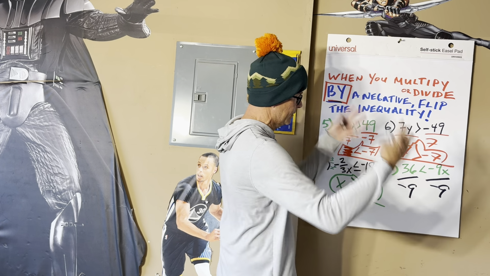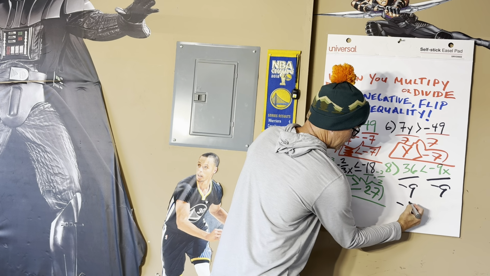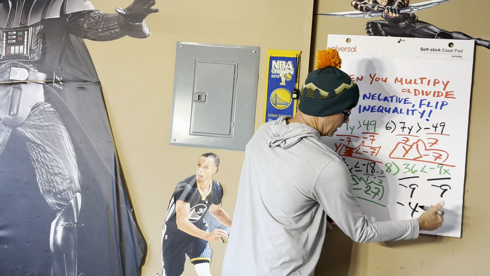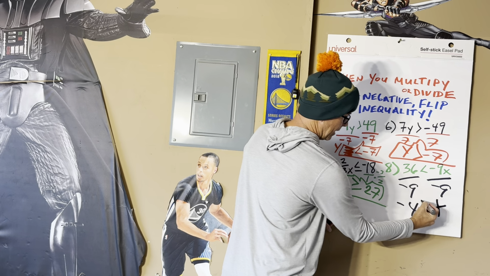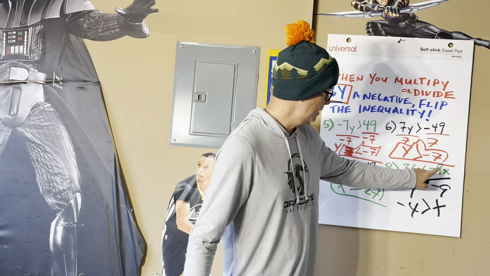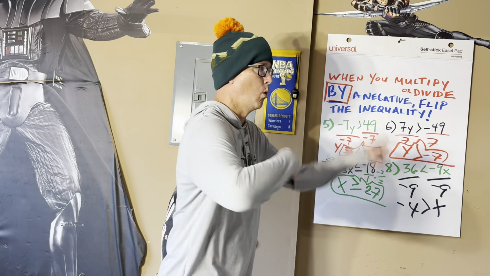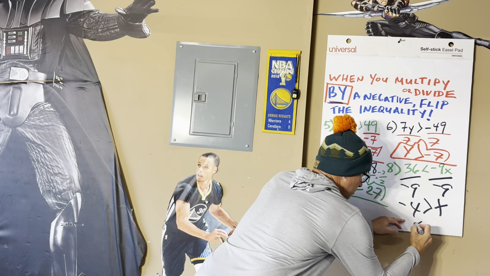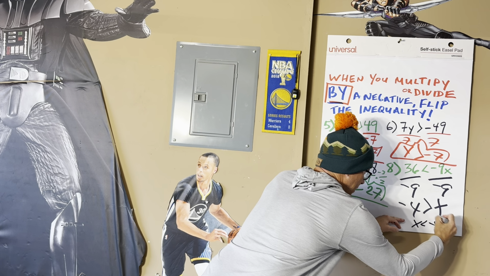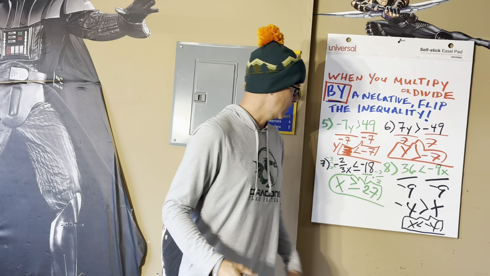Now, keep things on the same side for now, okay? 36 divided by negative 9 is negative 4. Negative 9 divided by negative 9 is an x. But this inequality sign has to flip because we divided by a negative. Now I'm going to do a double flip. I'm just going to move it around this way because I like the variable on the left side. X is less than negative 4.